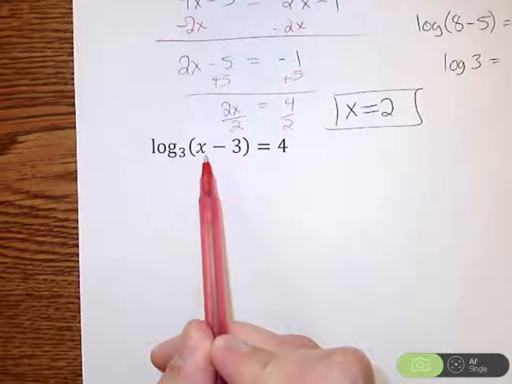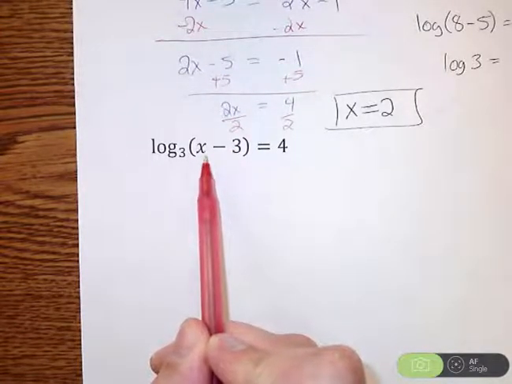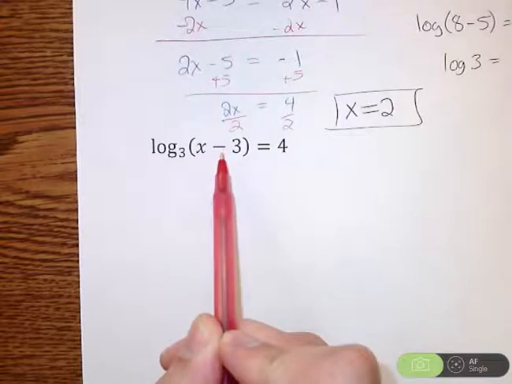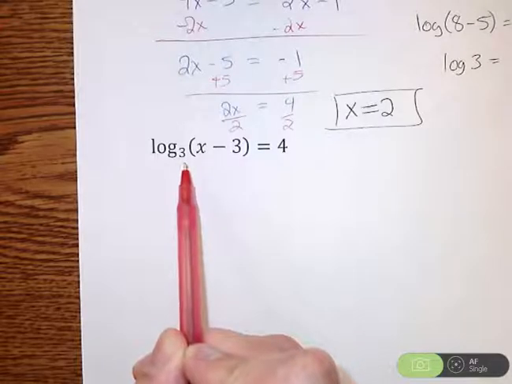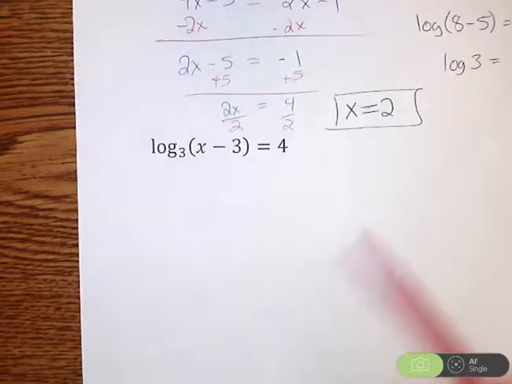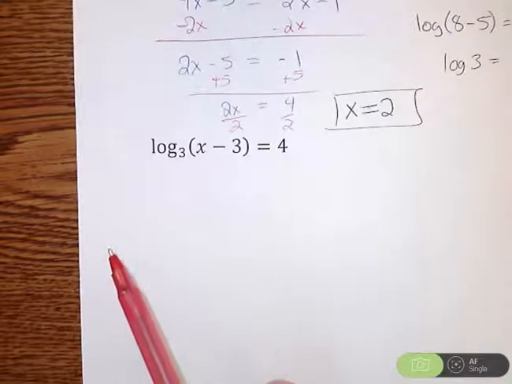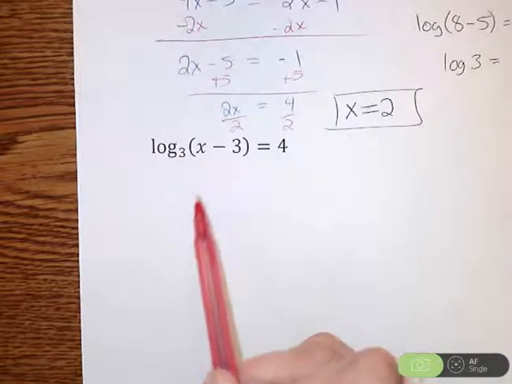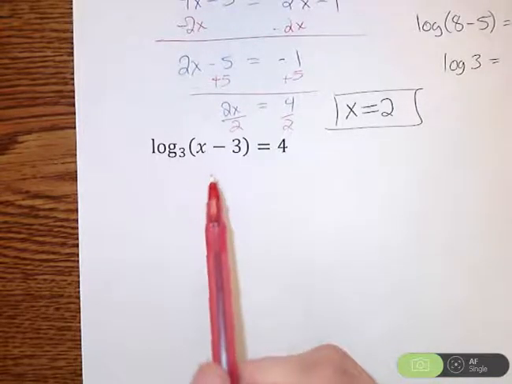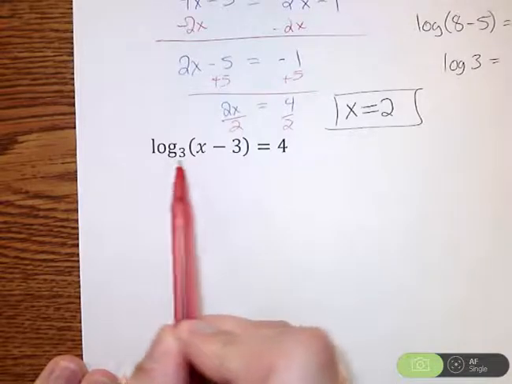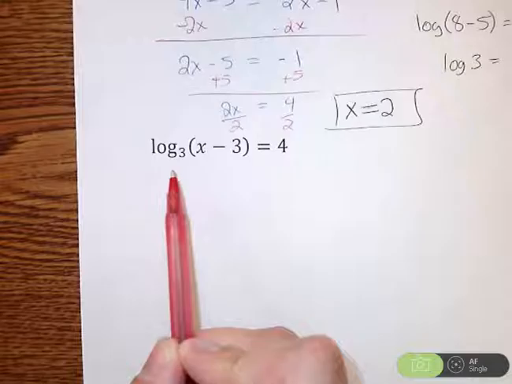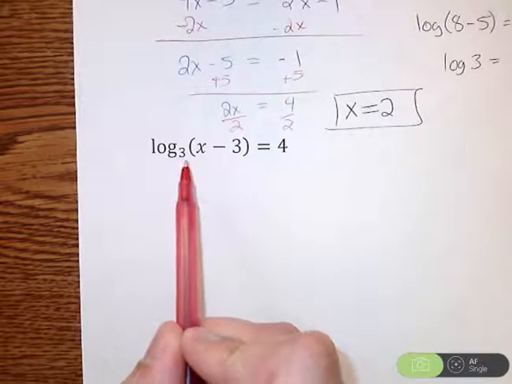So I would like to get this x all by itself. Right now I have a minus 3 with it inside of parentheses, and I have this log base 3. Now remember, when we're solving equations, we have to work the order of operations backwards, meaning we have to get rid of addition, subtraction, multiplication, division, exponents, then parentheses. Remember that a log is an exponent, so I have to get rid of the log before I worry about the minus 3.